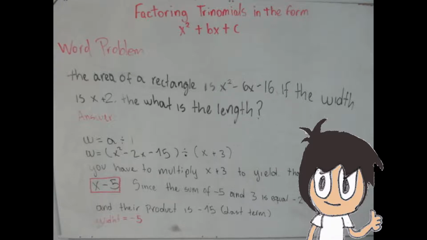area of the rectangle, that is x squared minus 2x minus 15 divided into x plus 3. You have to multiply x plus 3 by the quotient, that will be x minus 5, since the sum of minus 5 and 3 is equal to minus 2, the middle term, and their product is minus 15. The answer is minus 5.